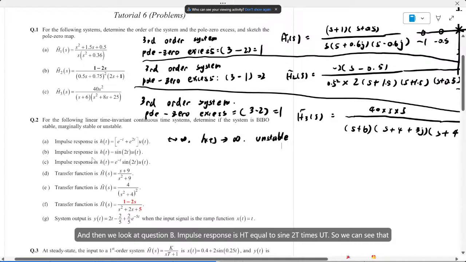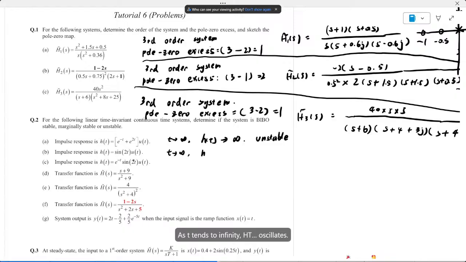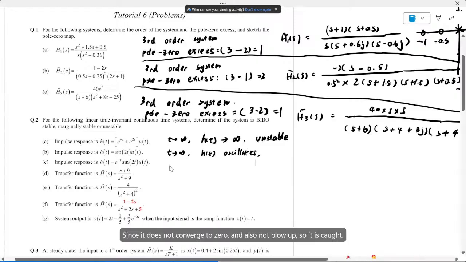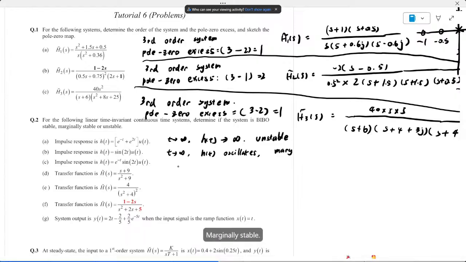And then we look at question B. Impulse response is h(t) equal to sine 2t times u(t). So we can see that as t tends to infinity, h(t) oscillates. Since it does not converge to 0 and also does not blow up, it is called marginally stable.